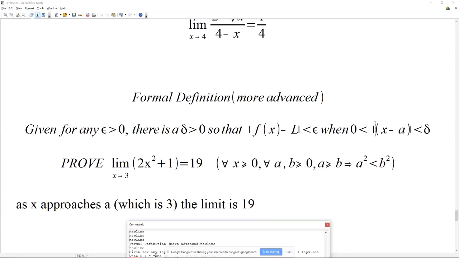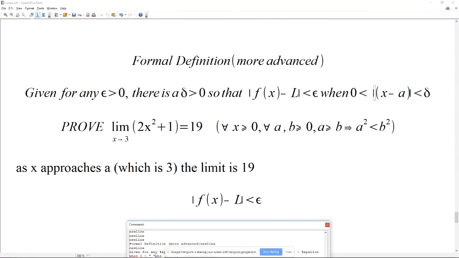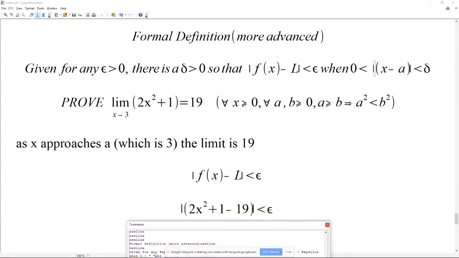Okay, EO. So what I'm saying is, as x approaches a, which we know is 3, the limit is 19. Yes. This part of this advanced formal definition, right? This absolute value here, we have to say is less than epsilon. So if I put the function in here, minus the limit, I'm just substituting at this point. This is the function 2x squared plus 1, f of x, minus the limit. It needs to be less than epsilon.